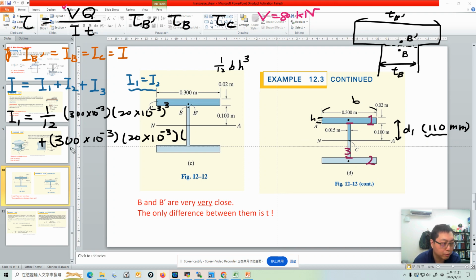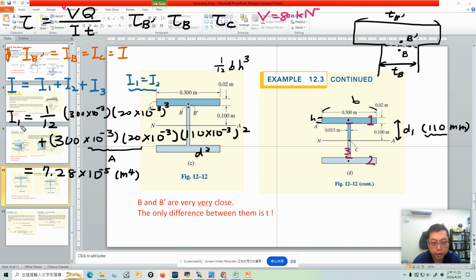Okay, so be careful. So this A here is AD square, is A and D square. Okay, what is D? 100 times 10 to the power minus 3, square. So you can calculate what is I1. After using your calculator, I don't demonstrate this anymore because I want to save some time for this problem, because this will take lots of time. So it's equal to 7.28 times 10 to the power minus 5, m4. Okay, I1, we finish the calculation on I1.